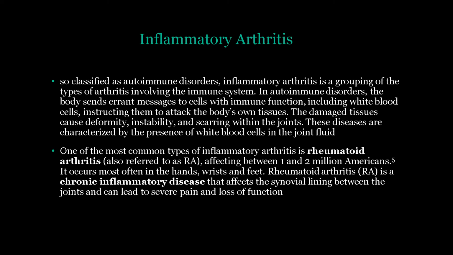Now, my suspicion is that you have inflammatory arthritis. This is a grouping of the types of arthritis involving the immune system. In autoimmune disorders, the body sends errant messages to cells with immune function, including white blood cells, instructing them to attack the body's own tissues. The damaged tissues cause deformity, instability, and scarring within the joint. These diseases are characterized by the presence of white blood cells in the joint.